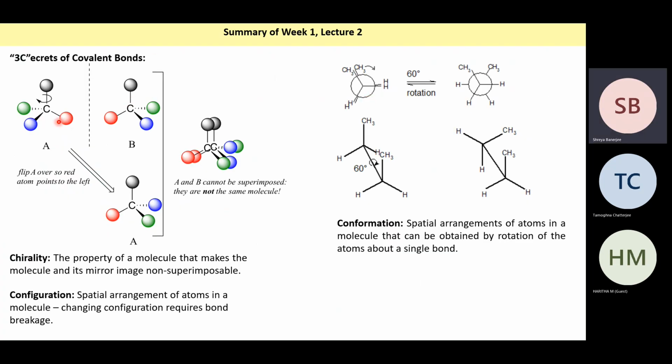Another thing that Sir had taught in the second lecture was the 3 secrets of covalent bond. Firstly is the chirality, which is the property of a molecule that is making the molecule and its mirror image non-superimposable. So if you look at this molecule and you pretend that this dotted line is a mirror and this is the mirror image, so you can see from here that the molecule and the mirror image are not superimposable, because here for this molecule the green atom is here, and for the molecule behind it the blue atom is here, and there is no way that you can superimpose these two.